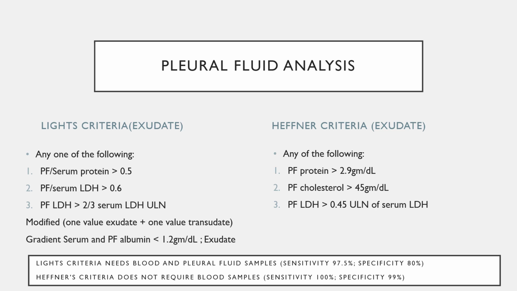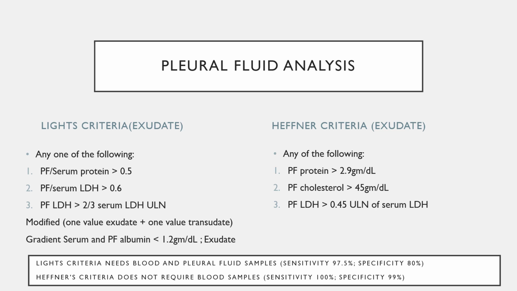That means if the test is negative, I can assure with 97.5% accuracy that the pleural fluid is not an exudate. However, there is a 2.5% chance of being an exudate, and this is called the false positivity rate. So when we are looking at sensitivity, false positivity is the flip side of the coin we need to take into consideration. That means 2.5% of the transudates are wrongly diagnosed as exudates with Light's criteria.